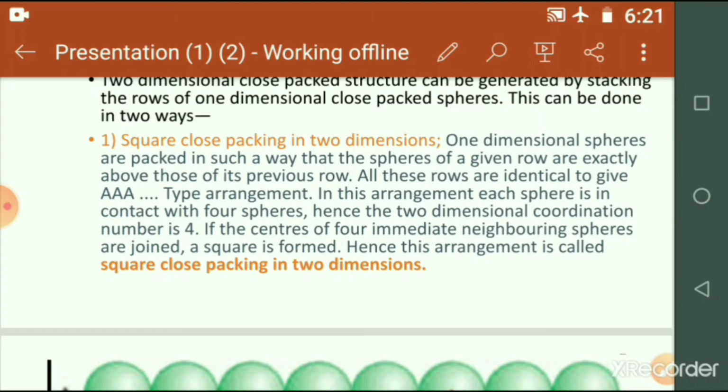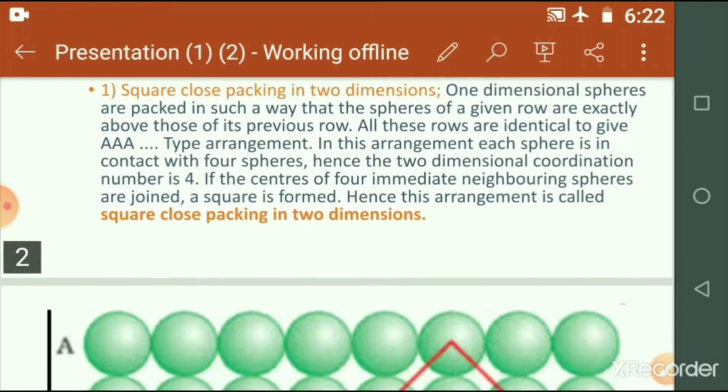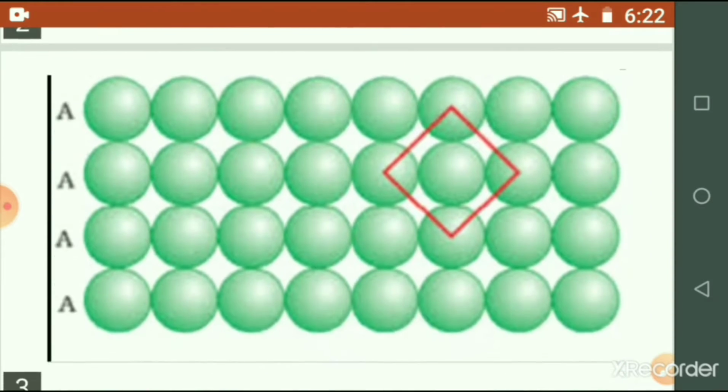One-dimensional spheres are packed in such a way that the spheres of a given row are exactly above those of its previous row. All the rows are identical to give AAA type arrangement. In this arrangement, each sphere is in contact with 4 other spheres. Hence, the coordination number of the two-dimensional close packing is 4. If the centers of 4 immediate neighboring spheres are joined, a square is formed. Hence, this arrangement is called square close packing in two dimensions. You can see this here. Okay.